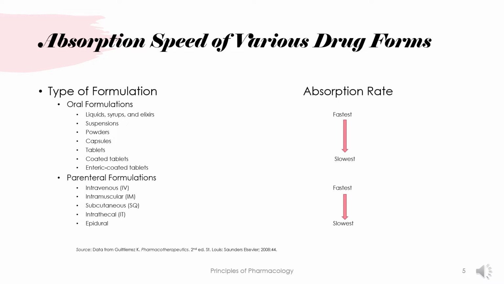IV administration routes bypass the GI tract, allowing for a more rapid, extensive, and predictable drug absorption. With sub-Q or IM administration, the drug is absorbed via simple diffusion. IV administration is absorbed directly into the circulatory system, allowing for 100% bioavailability.